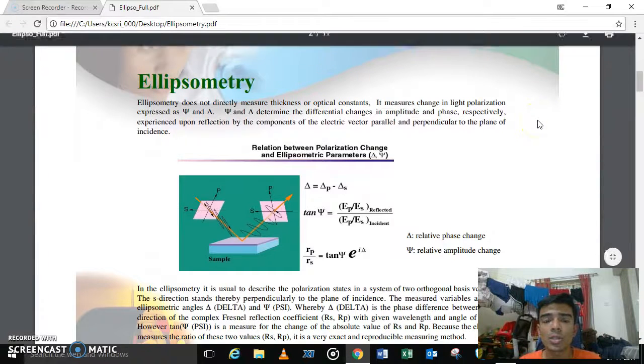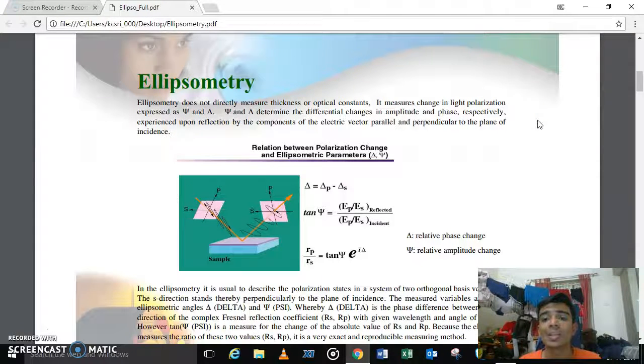Ellipsometry does not directly measure thickness or optical constants. It measures change in light polarization expressed as psi and delta. So basically, psi and delta determine the differential changes in amplitude and phase respectively, experienced upon reflection by the components of the electric vector parallel and perpendicular to the plane of incidence.